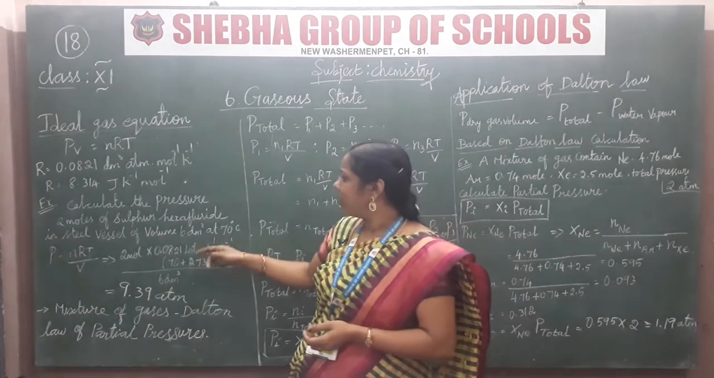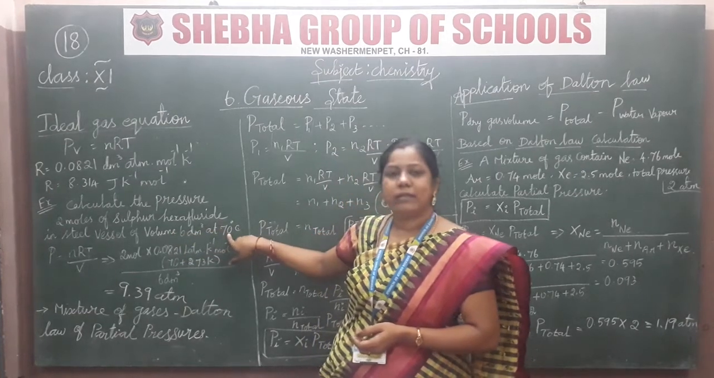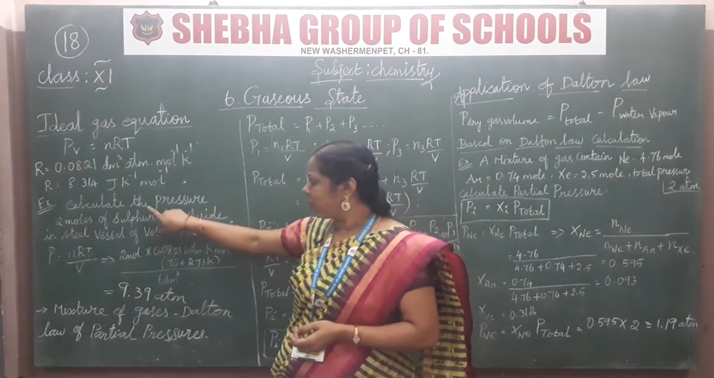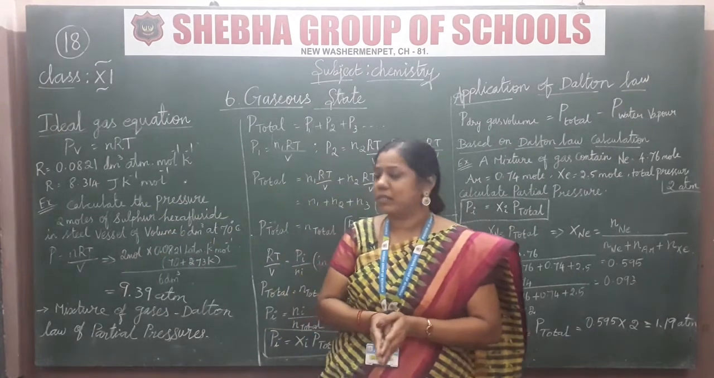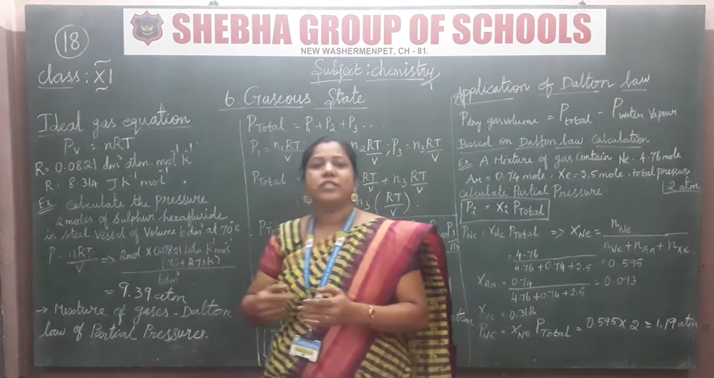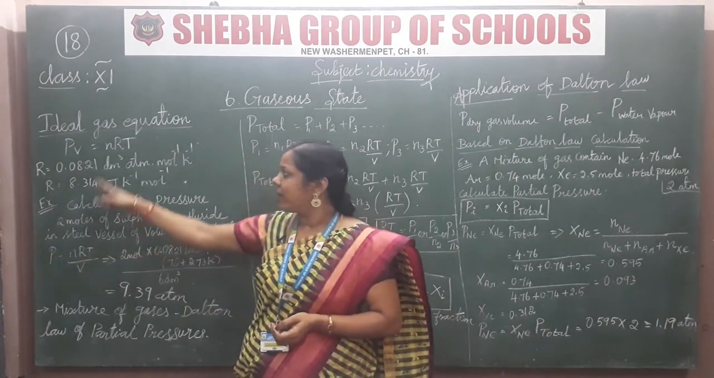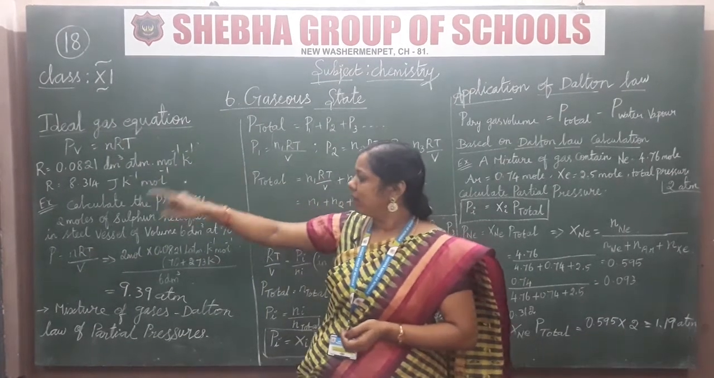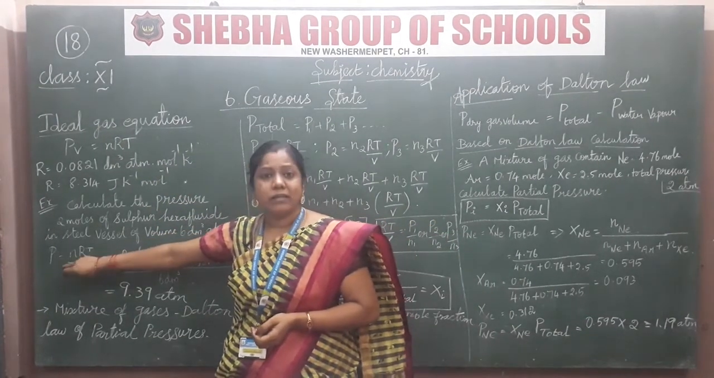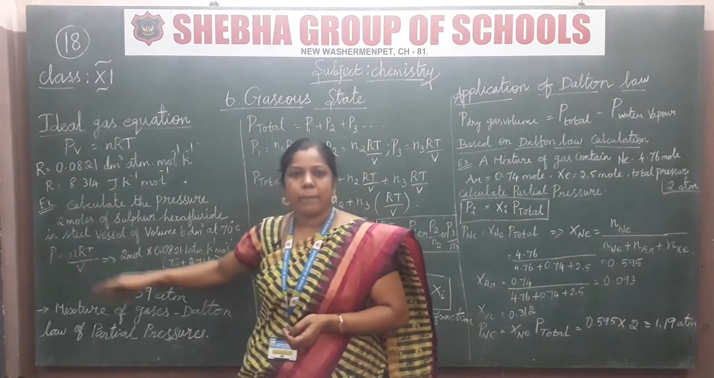So we have the volume and then the temperature, and we are going to find the pressure. So obviously we have to rearrange the formula. The pressure is equal to nRT by V from the ideal gas equation. I hope you understand. P is equal to nRT by V.